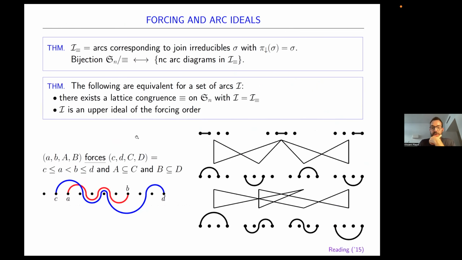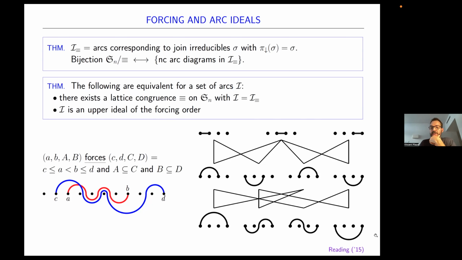Okay, so this is a theorem we had before. If you want to understand the quotient, you just have to understand the set of arcs which are join irreducibles minimal in their classes. And of course this depends on the congruence. For each congruence, you have such a set. But I can tell you when a set of arcs is the set of arcs of a congruence. The condition is that it has to correspond to an upper ideal of the forcing order on arcs.